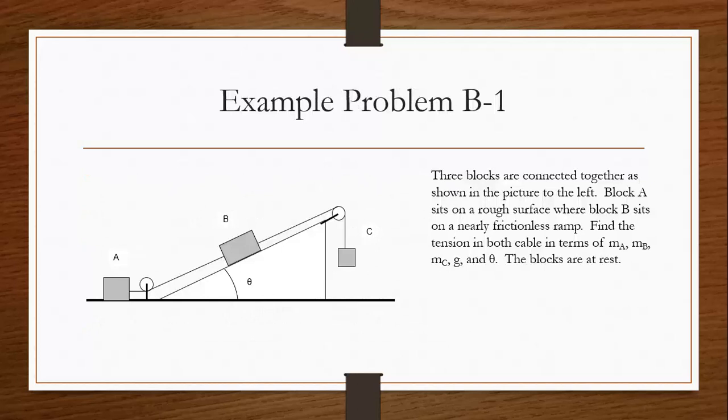So let's look at a couple of example problems. The first example problem I have is 3 blocks, and I've labeled them A, B, and C. Block A sits on a rough surface, block B is sitting on a nearly frictionless ramp, and of course block C is just hanging out there in space. What we want to do is find the tension in both ends of the cable between A and B and the cable between B and C, in terms of the masses of the 3 blocks, the acceleration of gravity, and the angle of the ramp.